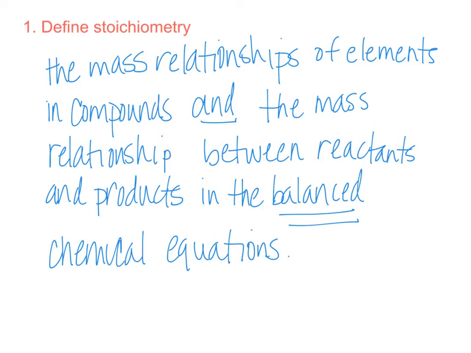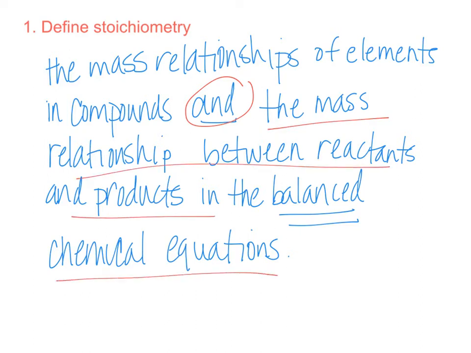The first problem or definition is define stoichiometry, and we have defined that as the mass relationships of elements and compounds and the mass relationship between reactants and products in the balanced equation. This second part is what we've been doing in class: balancing equations and then figuring out the relationships between products and reactants or reactants and other reactants. So that is our first definition.